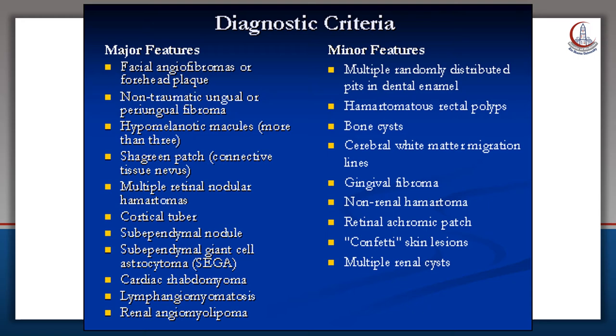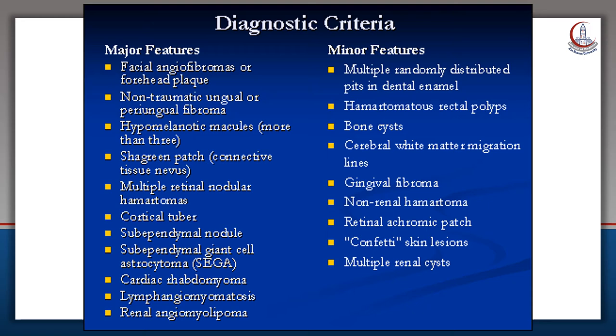So for tuberous sclerosis, we need to differentiate between tuberous sclerosis and retinoblastoma. We use diagnostic criteria with major features and minor features. This is a comprehensive list: the facial angiofibromas that we saw in the picture before last, periungual fibromas around the nail, hypomelanotic macules, especially if there are more than three, shagreen patches, retinal nodular hamartomas, intracranial growths, cardiac rhabdomyoma, lymphangiomatosis, renal angiolipomas.